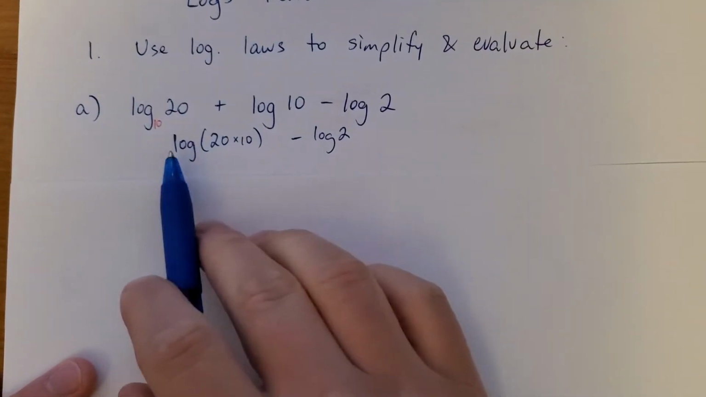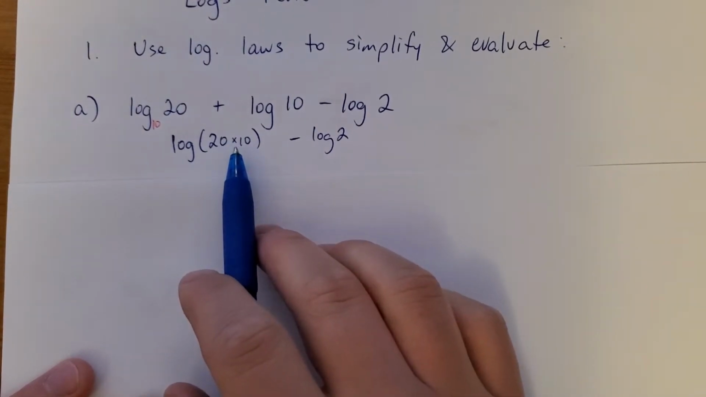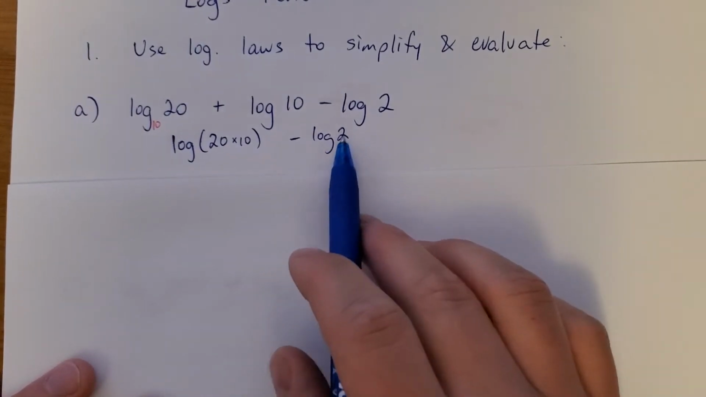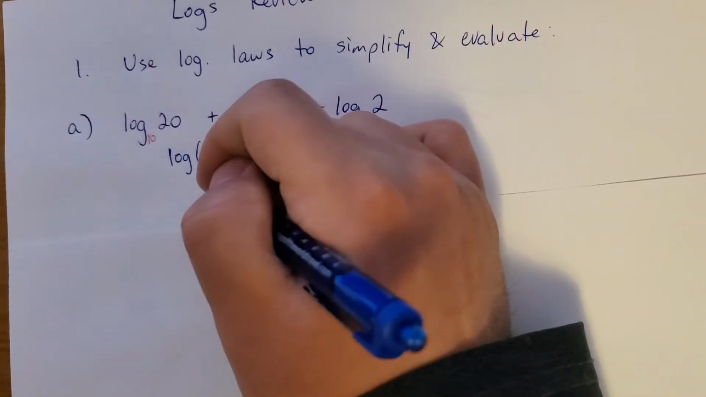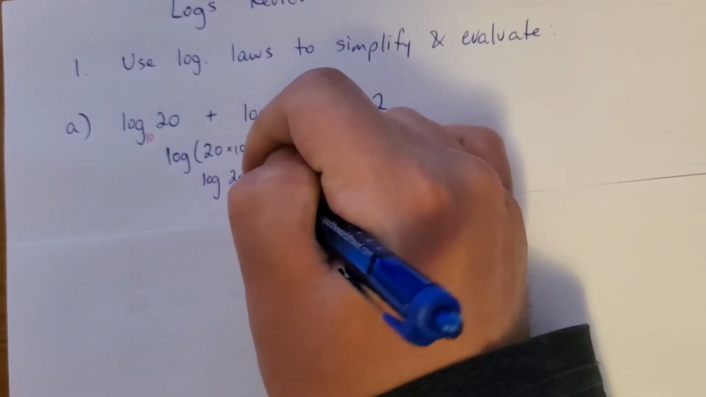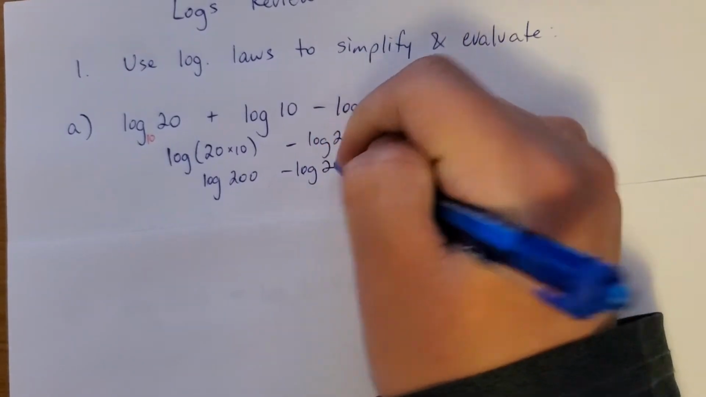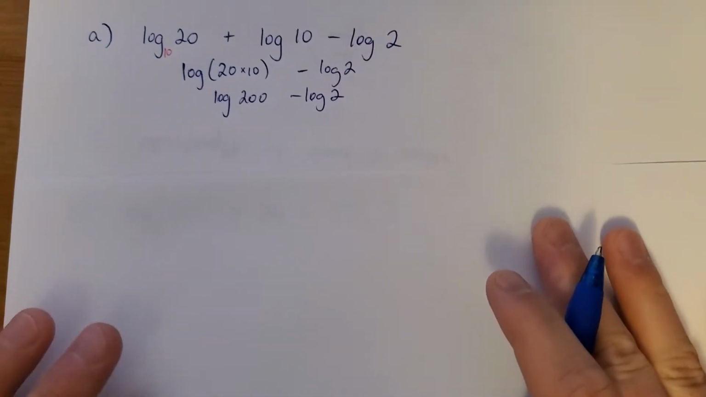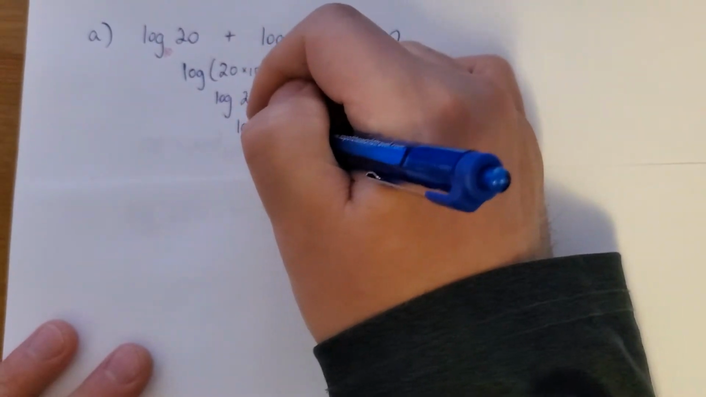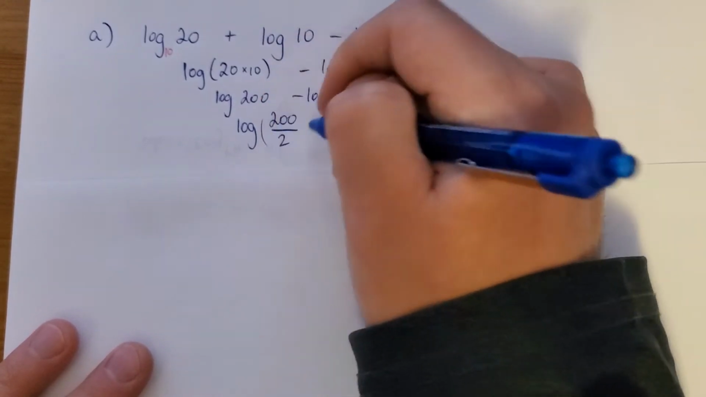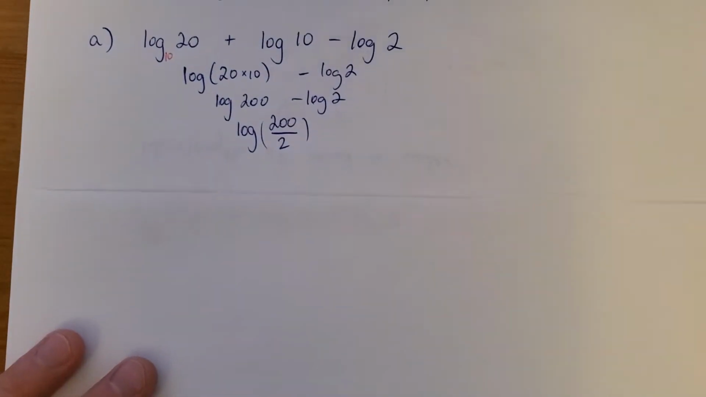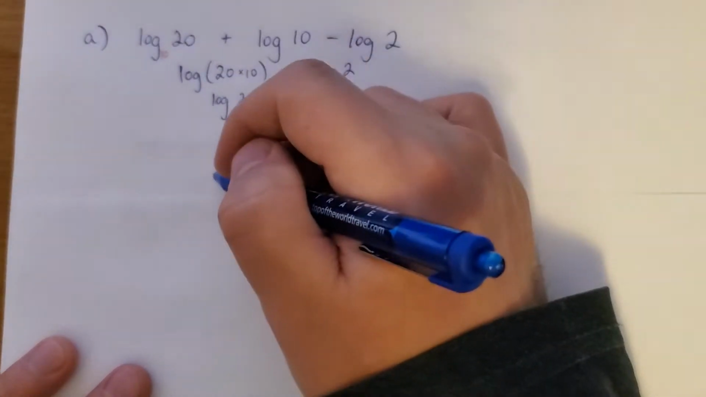You could also do it all at once. You could do 20 times 10. When you're subtracting logs, you actually divide. Okay, but let me just sort this out first. This is going to be log of 200 minus log 2. Okay? Again, when you're subtracting logs, you can make it one log if it has the same base, and you just divide what's after the log. So this is going to be log 100.